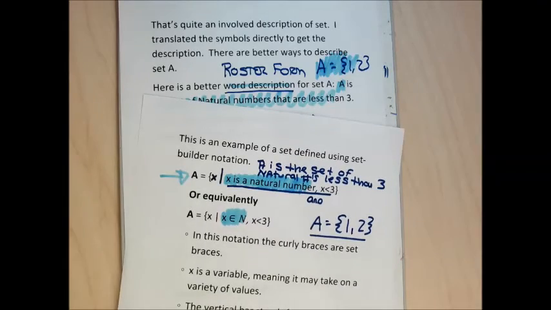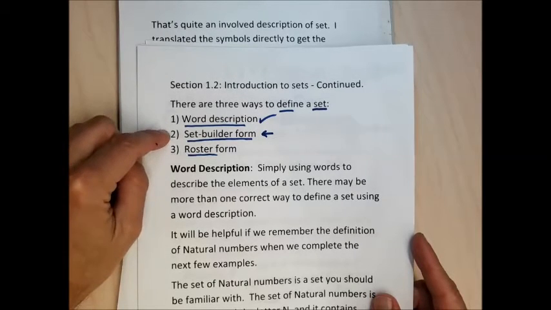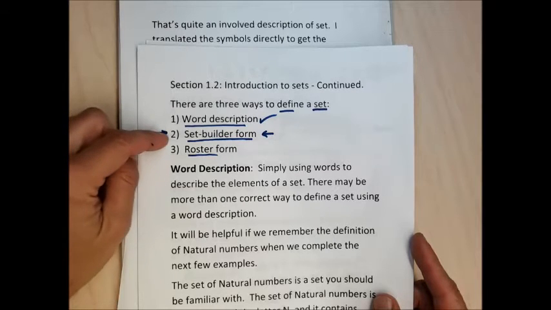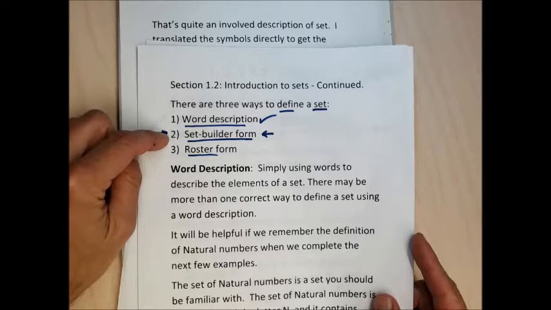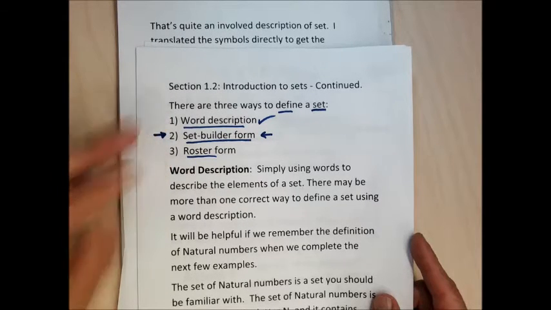Any set, you can define it using words, you can define it using set builder form, you can define it using roster form. If you read mathematics texts, you'll almost only see sets described or defined in set builder form. Quite honestly, if I'm not reading a math text, you're not going to see set builder form that much. Word descriptions and roster form are more common outside of a math setting to define sets.